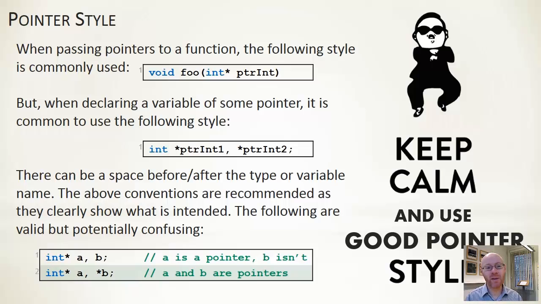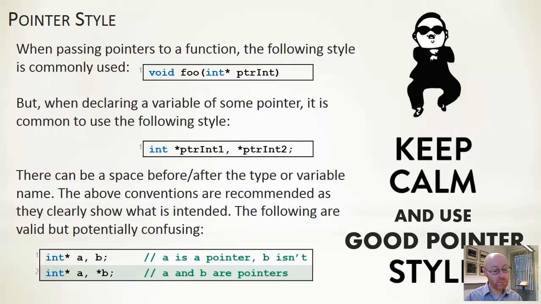You can see some examples at the bottom where we don't adhere to those, which actually makes it slightly more confusing. In line 1 we have int star a, comma b. If you're scanning this, you go int star, okay, it's an integer pointer. So you might think that a and b are both integer pointers, but that's not how the language would interpret it. Instead, a is an integer pointer and b is just an ordinary integer.